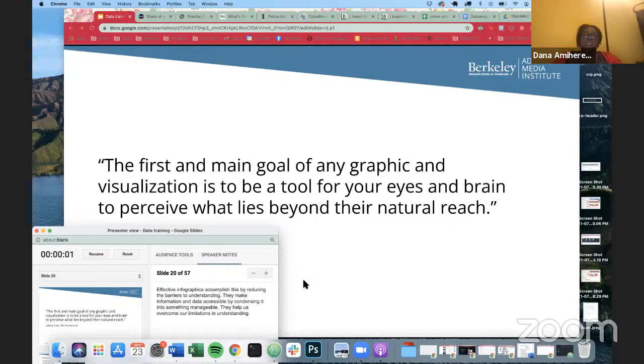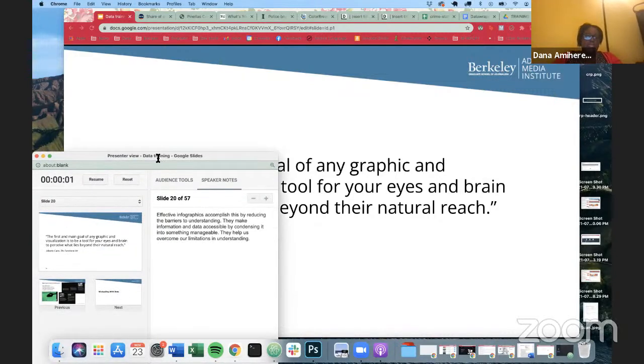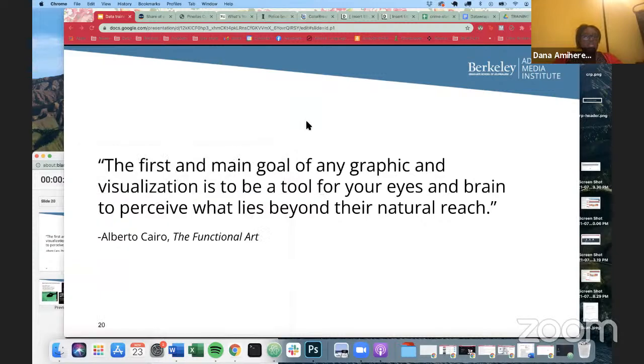You can condense information into more manageable pieces, like some of the viz that we've seen already, like the one about the schools and the kids with failing test scores, and the interactive map of the share of people living in extreme poverty. It helps people understand in a way that they couldn't before. But with that comes a lot of responsibility.